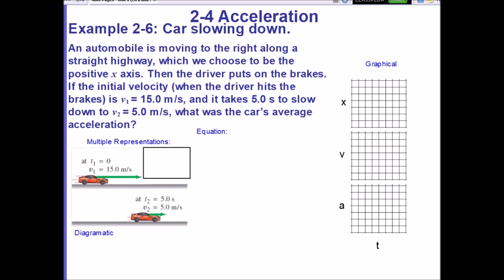Again, let's start with an equation representation. a equals the rate of change in velocity. The final velocity is 5 meters per second, the initial velocity is 15, and the time interval is 5 seconds. So we see that we have a negative delta v. Do that math, it's negative 2 meters per second squared. Probably supposed to have another digit in there, negative 2.0 meters per second squared.